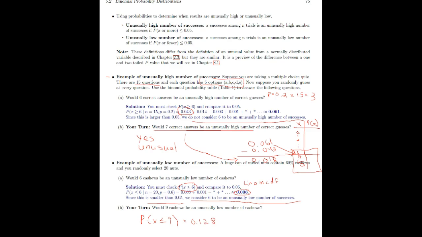So we compare this to 5%. Is this bigger than 5% or less than? It's bigger, so therefore, no. We would not consider this an unusually low number of cashews. It's less than we would expect, right? How many would we expect? Well, we would expect 60% of these nuts to be cashews, which would be 12 of them. And 9 is certainly less than that, so it's less than we would expect, but it's not what we would say is an unusually low amount. Oh, I missed a U somewhere in here. Unusually. Okay, cool. All right. Beautiful.